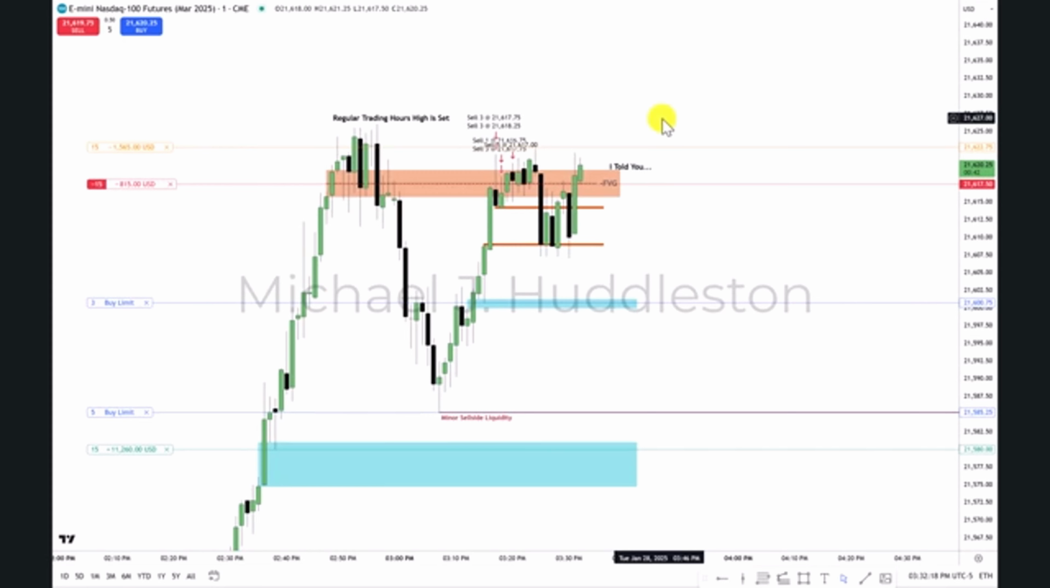Oh, come on, TradingView, you're lagging. Okay, well, I just typed it and it's not reflecting on there, so they're glitching out here. Tighten your game up, TradingView.